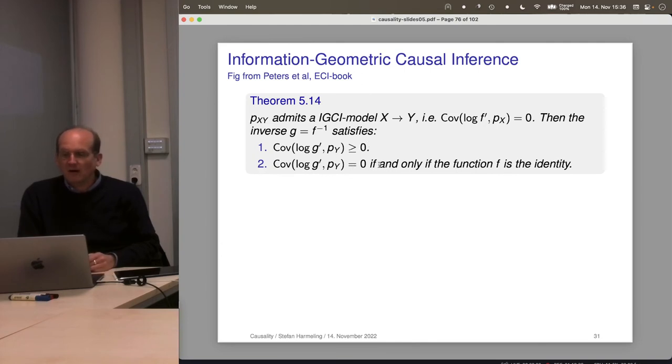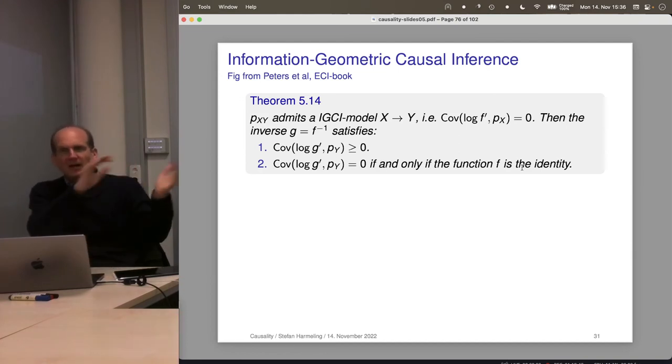And we have equality only if my function f is the identity function. So only in the super boring case, f being the identity function, where everything is totally symmetric and it doesn't make sense to say one is the cause and the other one is the effect, in this case, both are 0. Usually, the covariance in the opposite direction will be positive.